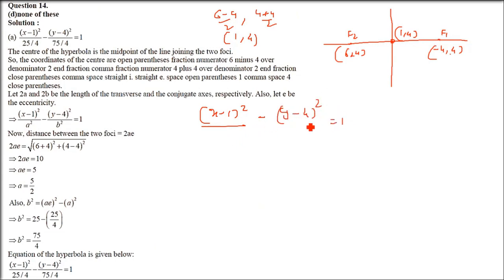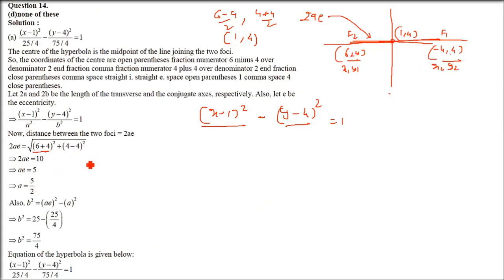Now a square and b square we have to find out. So from here to here, what is the distance? It's 2ae. The distance between two foci is 2ae. So when you use this 2ae, we have these 2 points, so we can use the distance formula, x1, y1, x2, y2. The distance formula you can use is root of (y2 minus y1) whole square plus (x2 minus x1) whole square. Equate it with 2ae.